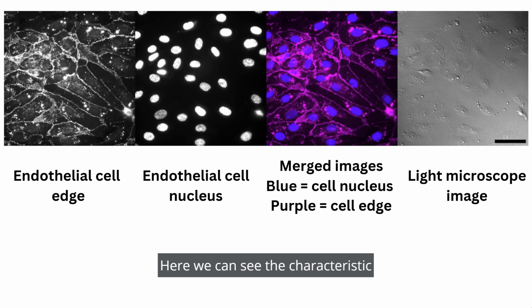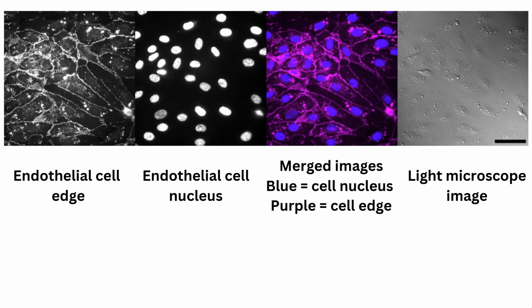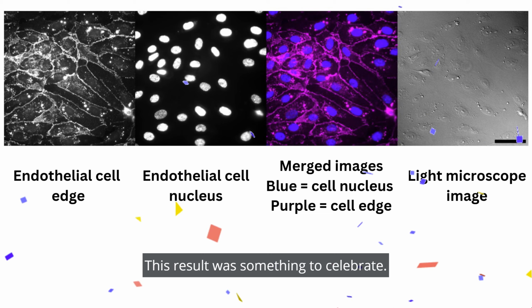Here we can see the characteristic cobblestone morphology of endothelial cells, with blue DAPI staining of their nuclei and magenta VE cadherin at cell junctions. This result was something to celebrate.